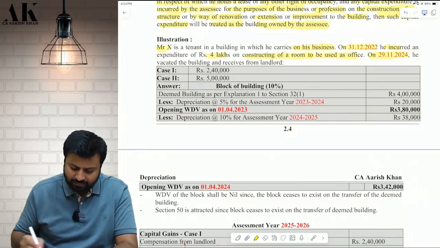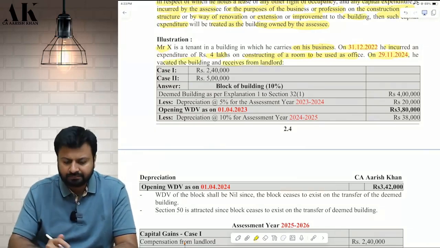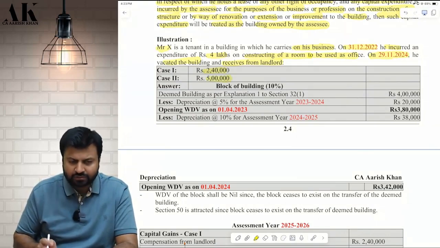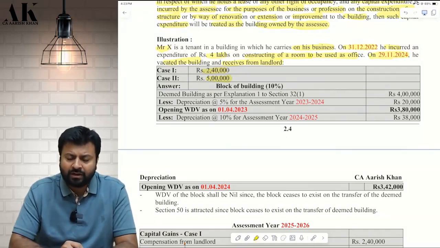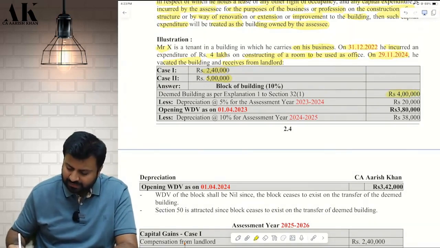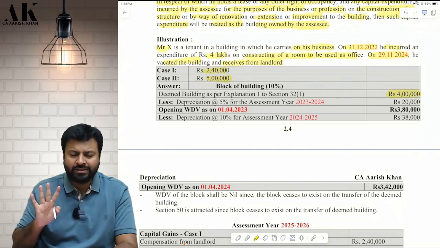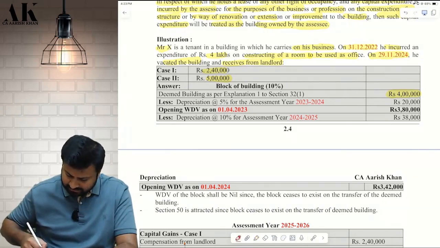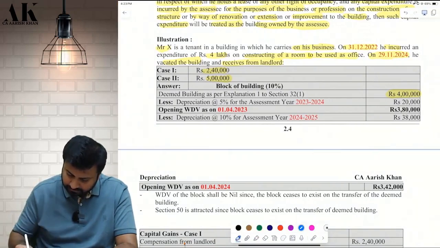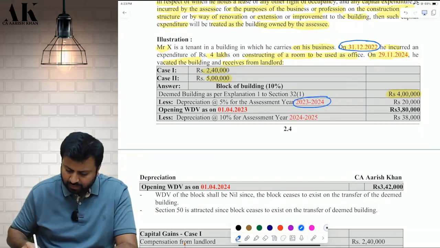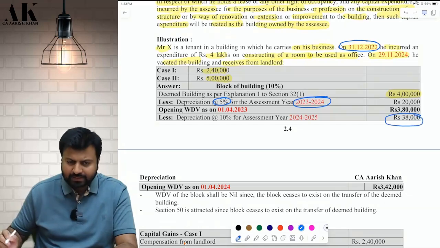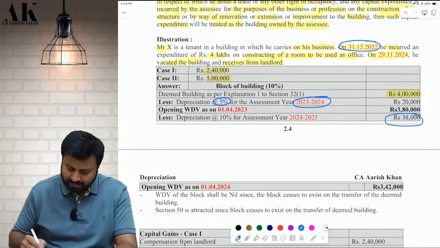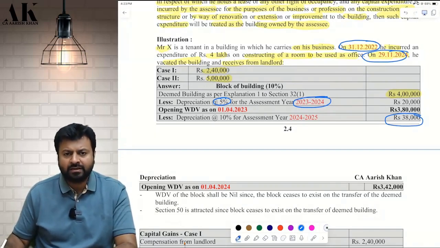Now, on 29th of November, he vacated the building and received from the landlord, say 2,40,000, say 5 lakhs. So, first we will compute the WDV of the building and then we will compare with the amount received from the landlord. So, the building is constructed for 4 lakh rupees. Now, it is constructed on which date? 31st December. So, in the first year, you are going to get 5% depreciation. Agreed? Because it is used for less than 180 days. In the second year, you are going to get 10% depreciation. And in the third year, that is in 24-25 previous year, you are transferring the asset.